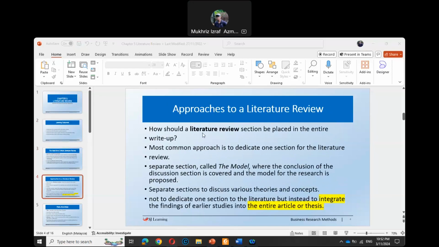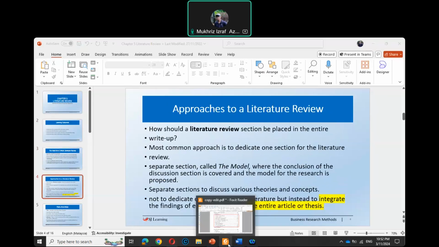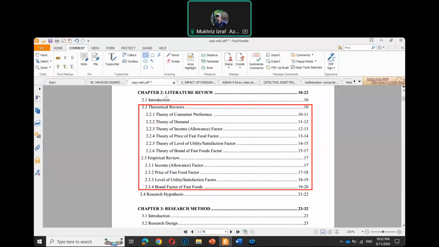So I mentioned how a literature review should be placed in the entire write-up. When you start writing, of course in chapter number 2, this is the dedicated chapter for you to put as many papers as possible, as I mentioned, maybe around 30 to 40 papers need to be included in your literature review, especially under empirical review. Theory maybe doesn't have so many papers, but under empirical review, this is where you want to show that you have done enough searching.